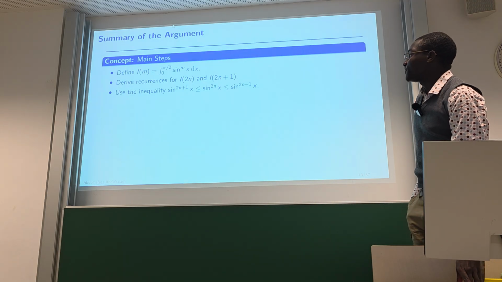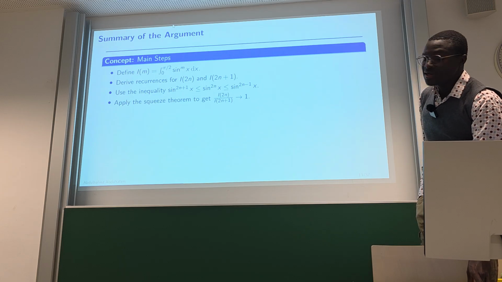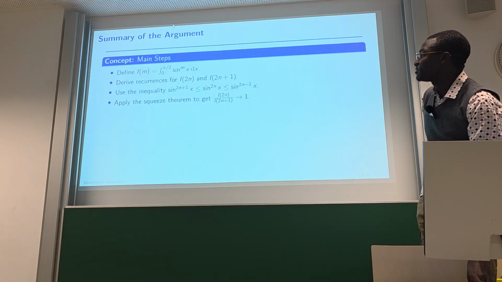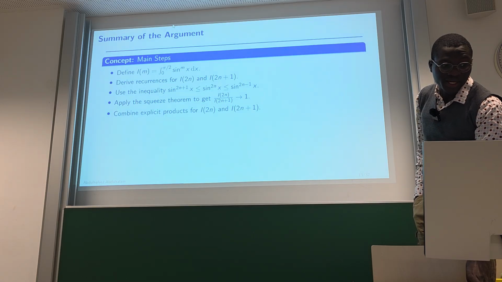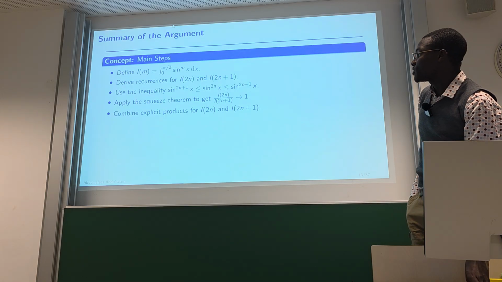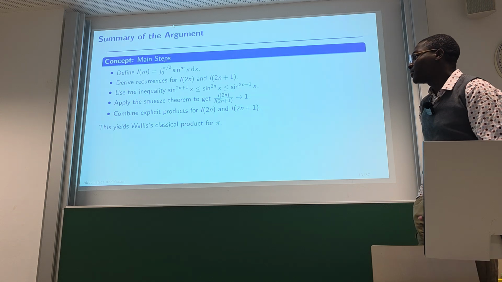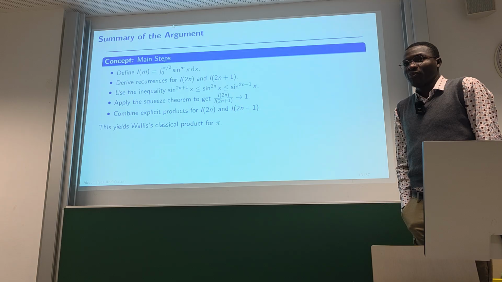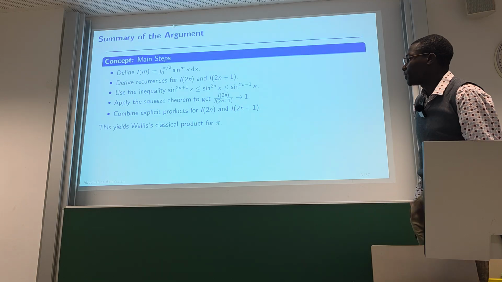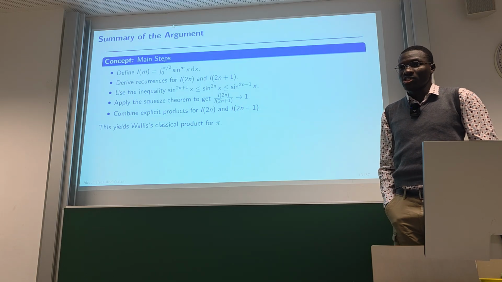You could use the inequality for this, apply the squeeze theorem to get that ratio going to 1, and combine explicit products for I_2n and I_2n plus 1 to yield Wallis's classical product for pi. And there's also a Wikipedia page on this. You could check it out.